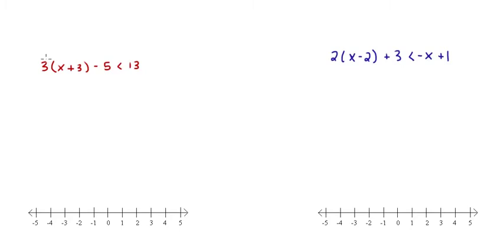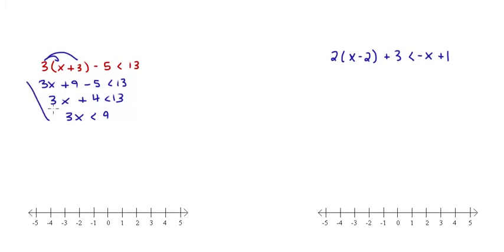So let's get rid of this 3. So we're going to distribute that 3. And what do we get? We get 3x plus 9 minus 5 is less than 13. So we get 3x. We can combine the 9 minus 5 to become a positive 4. Minus 13, and then we subtract the 4 off, we get all this stuff.